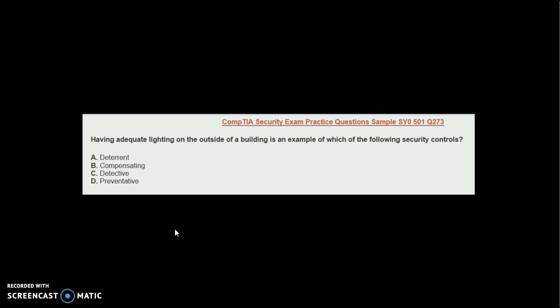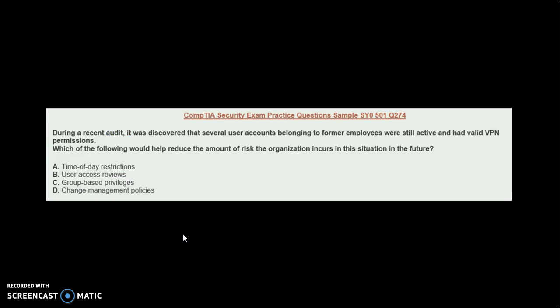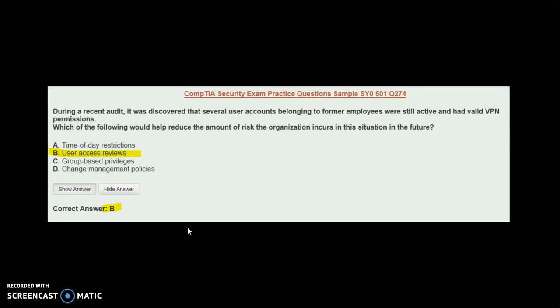Having adequate lighting on the outside of a building, for example, is which of the following security controls? That is A, deterrent. By having light there, people are deterred from wanting to walk up there and getting recognized. During a recent audit, it was discovered that several user accounts belonging to former employees were still active and had valid VPN permissions. Which of the following would help reduce the amount of risk the organization incurs in this situation in the future? And that is user access reviews.